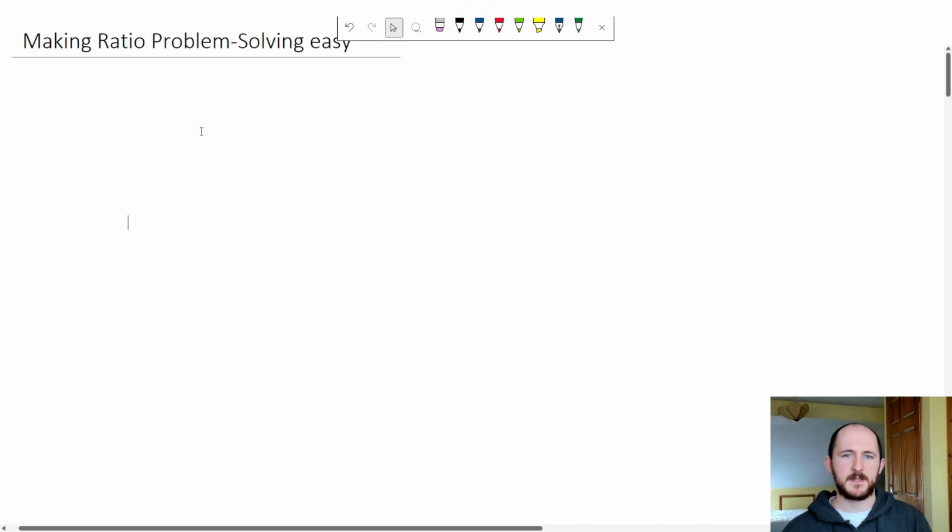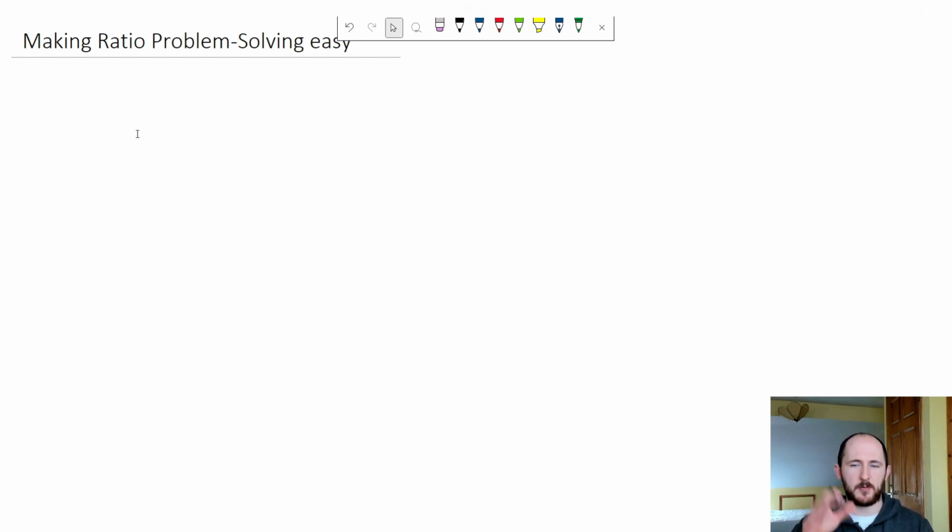This time, as you can tell from the title and from the screen, we're going to be making ratio problem solving questions super easy. Before we get started, we're going to start with a very tiny, 2-minute at best, description of what a ratio actually is. So hopefully no one skips this. This is really important. I'm going to show you why ratio problem solving can be quite easy.